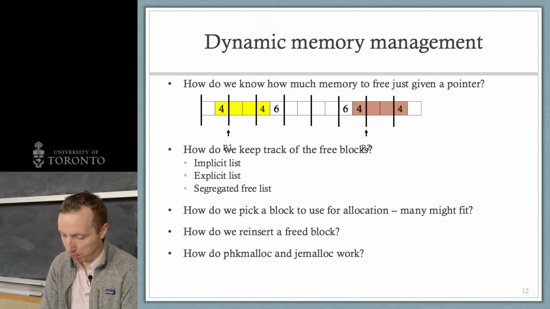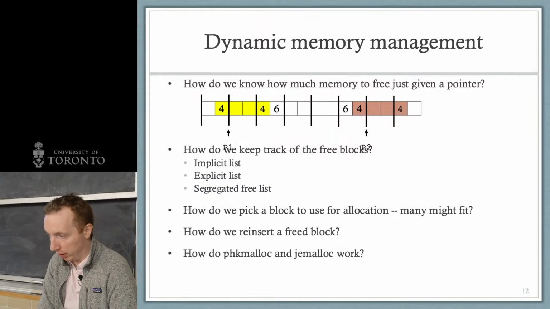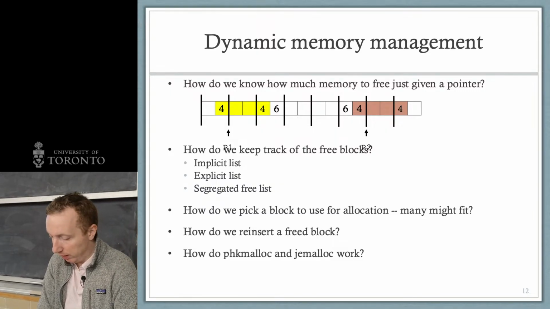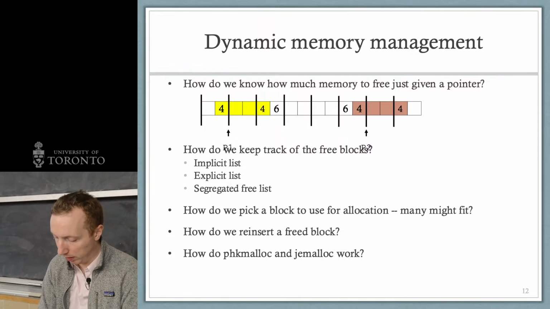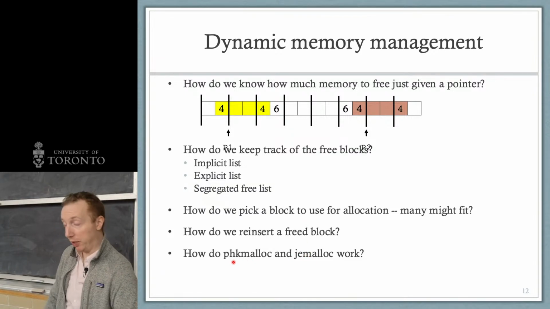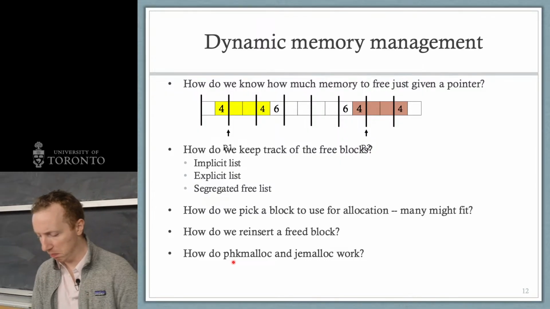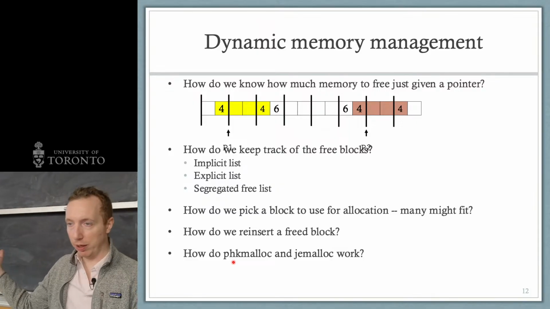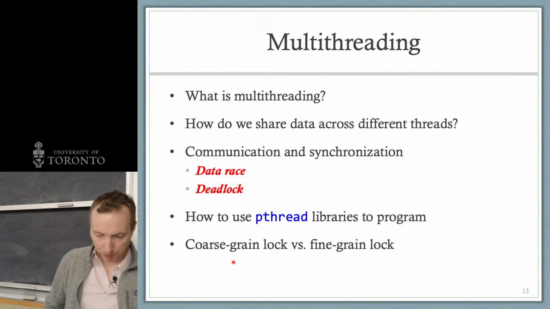And then we briefly went over how PHK malloc and JE malloc work, trying to take advantage of multiple processors, trying to keep allocations local to a thread for JE malloc, and for PHK malloc that was trying to use pages effectively, instead of just assuming the heap is just one giant block of memory and that virtual memory does not exist.